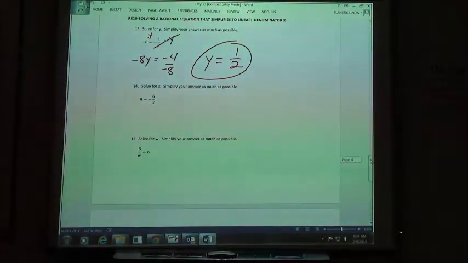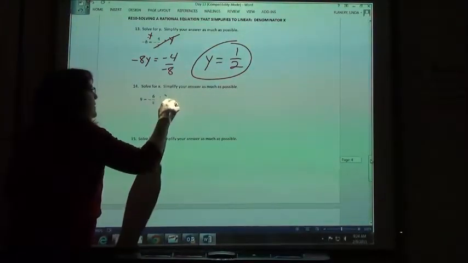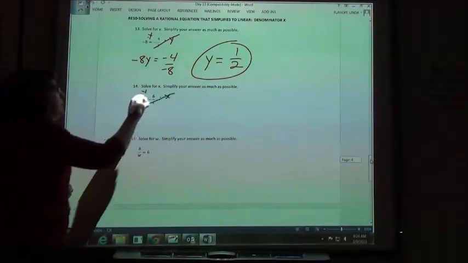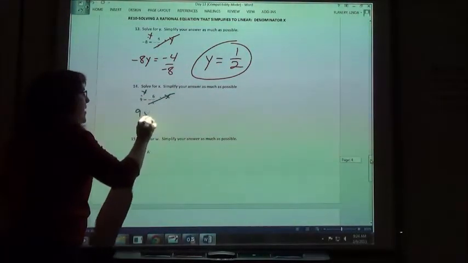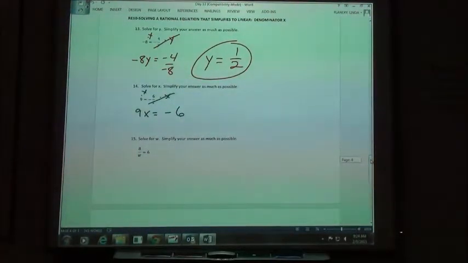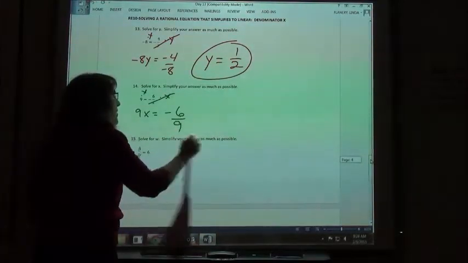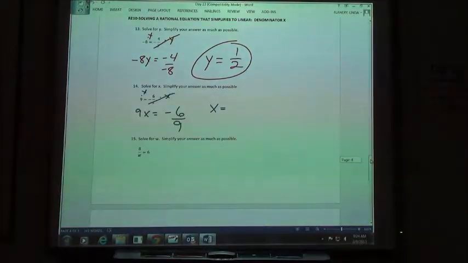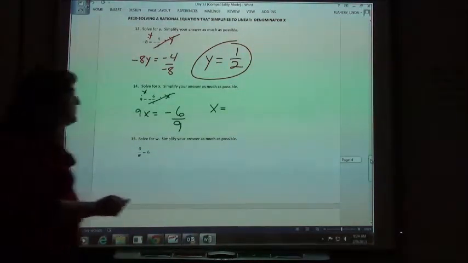So number 14, if I want to solve that one, the first thing I should do is multiply by the x. If I do that, I'm going to get 9x equals negative 6. And then to solve it for x, divide by the 9 and simplify my fraction. So x is going to equal negative 2/3.